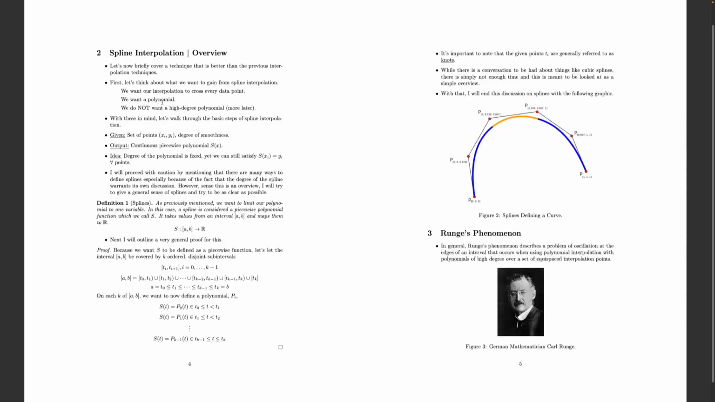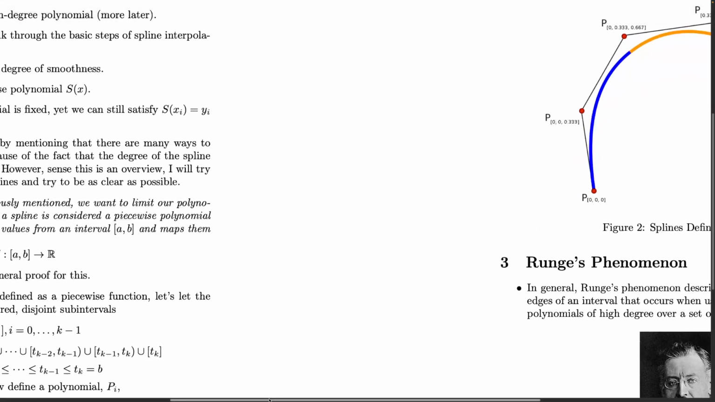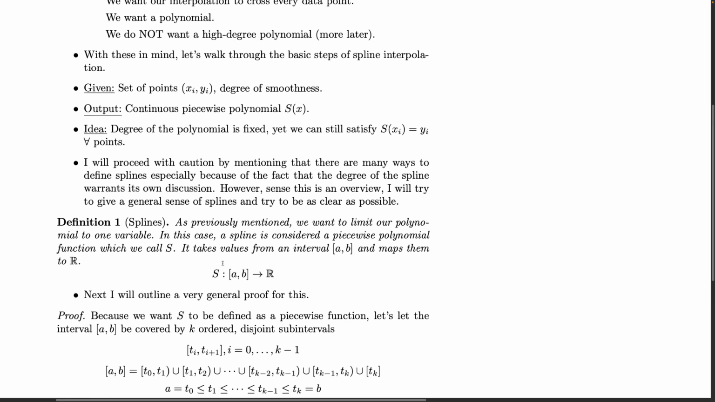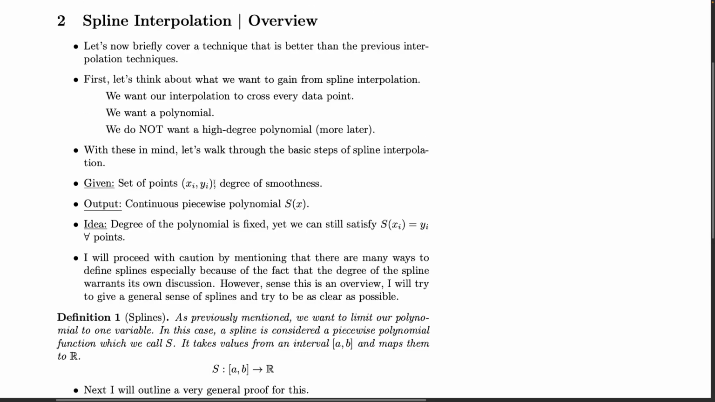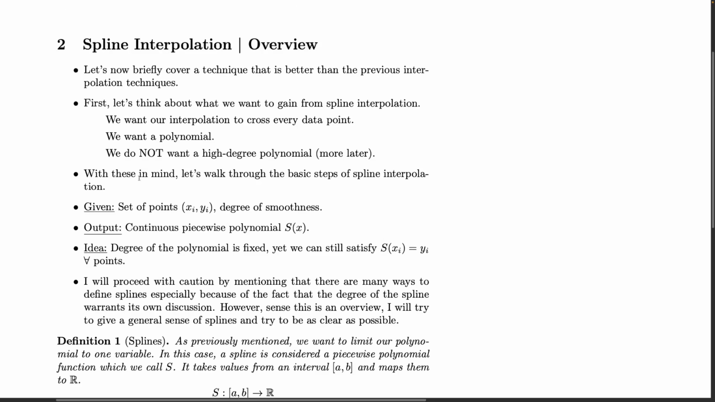So again, we're still trying to interpolate a function. So essentially find an approximation to a function at every point. So we do want our interpolation to cross every data point. That would be ideal. We'd get the smoothest curve. And we want a polynomial because we're doing polynomial interpolation, but we do not want a high degree polynomial, which I'll discuss later. But let me zoom in still. Okay, so we do not want a high degree polynomial. And so I sort of listed down what we want to do with this.